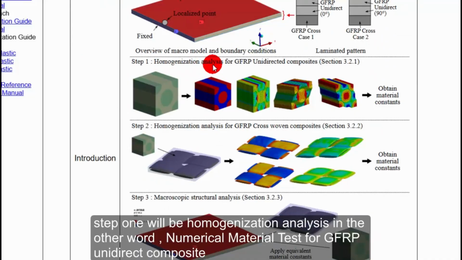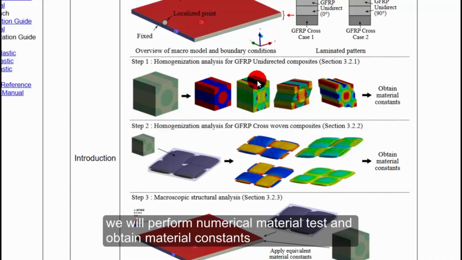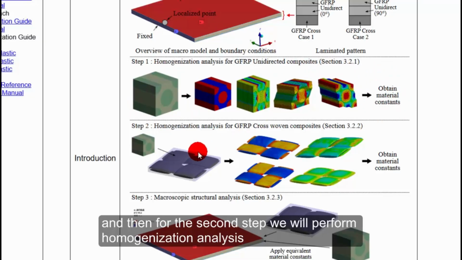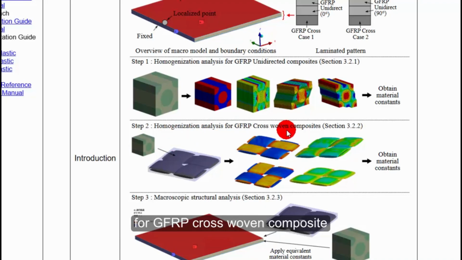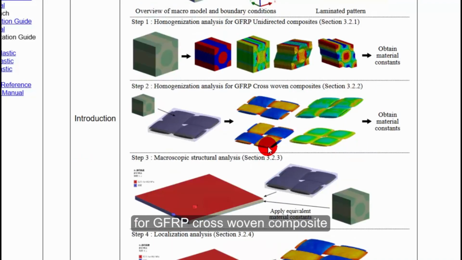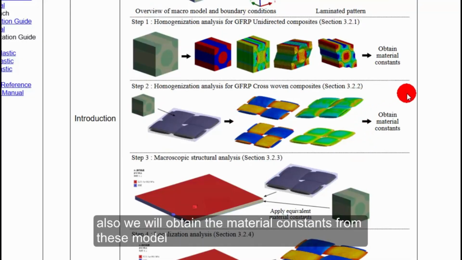In other words, a numerical material test for the GFRP unidirectional composite. We will perform the numerical material test and then obtain the material constants. And then for the second step, we will perform the homogenization analysis, in other words, a numerical material test for the GFRP cross-woven composite. Also, we will obtain the material constants from this model.